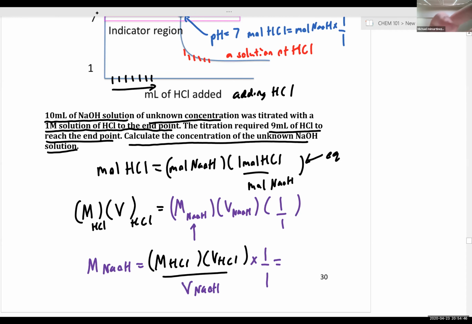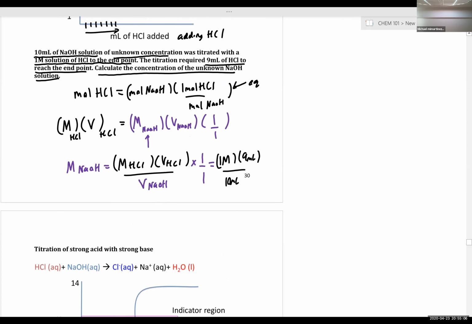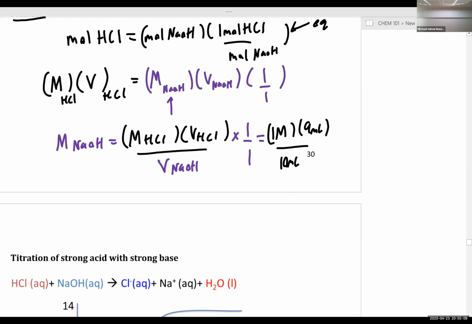Okay, so now all we have to do is plug in our numbers. The molarity of HCl is 1 molar. The volume of HCl is 9 milliliters, and the volume of NaOH is 10 milliliters. If we punch that into our calculator, we don't even have to. This one you can just do in your head in this case, but you're more than welcome. If we have a tool, there's no problem in using it. We get 0.9 molar because milliliters cancel. And a key thing, you want to make sure that the units cancel. So check your units.